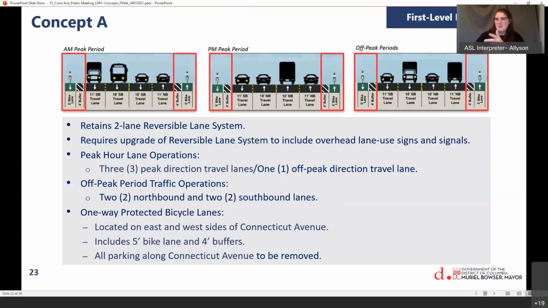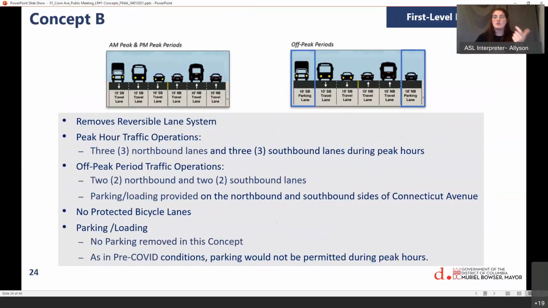Concept B removes the reversible lane system. The peak hour operation for this concept would include three northbound lanes and three southbound lanes. During the off-peak periods, there would be two lanes in each direction with parking and loading on both sides of the street. This option, however, does not provide a protected bicycle facility, and, similar to pre-COVID conditions, parking would only be permitted during the off-peak hours.